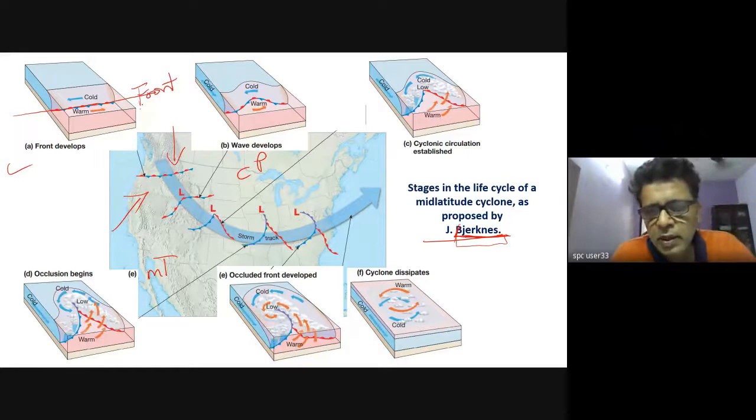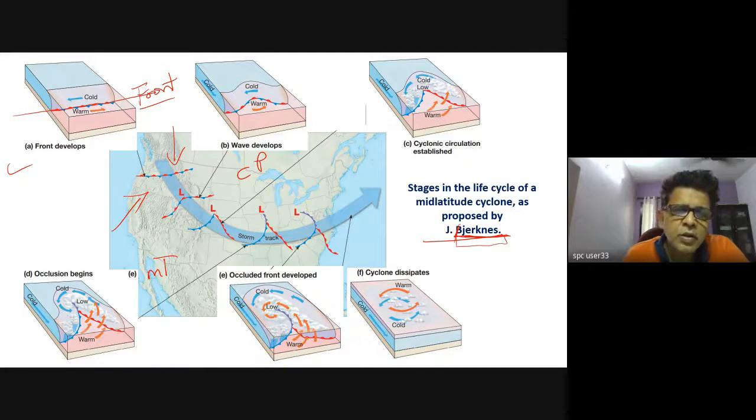Actually, this theory was given in Europe, but you'll see that in this book of Lutgens and Tarbuck, the application is seen on the American surface. The theory is actually given on the European. Bjerknes was a Norwegian, I suppose, if not a Swedish person. I'm confused about whether he was a Norwegian or a Swedish person, but it's a European theory.